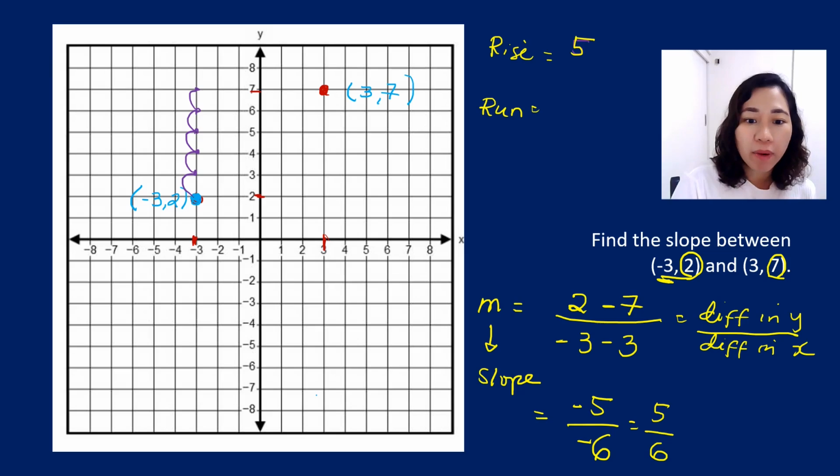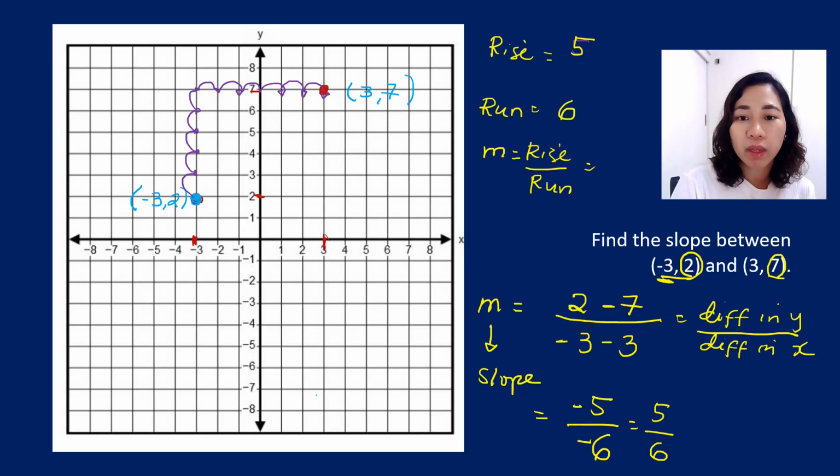And then from there, I need to go to the right by how much? 1, 2, 3, 4, 5, 6. So that is my run. Therefore, what is my slope? My rise over run is 5 over 6.